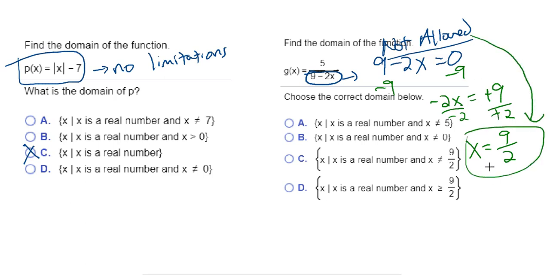This is what's not allowed to happen. So x is not allowed to equal 9 halves. But x can equal anything else. Any other number this equation can handle except the number 9 halves because it would make us divide by 0. So the correct choice here is option C, right? X can be any real number you want, but not 9 halves. That's the only one you can't pick. All right, so this concludes section 2.3 on domain and range.